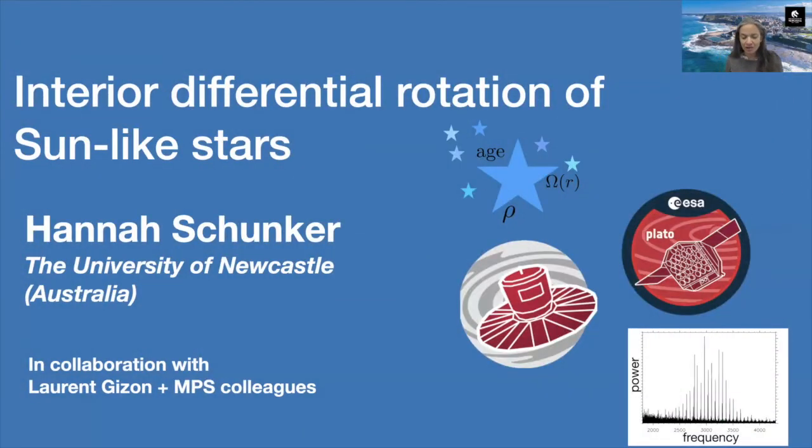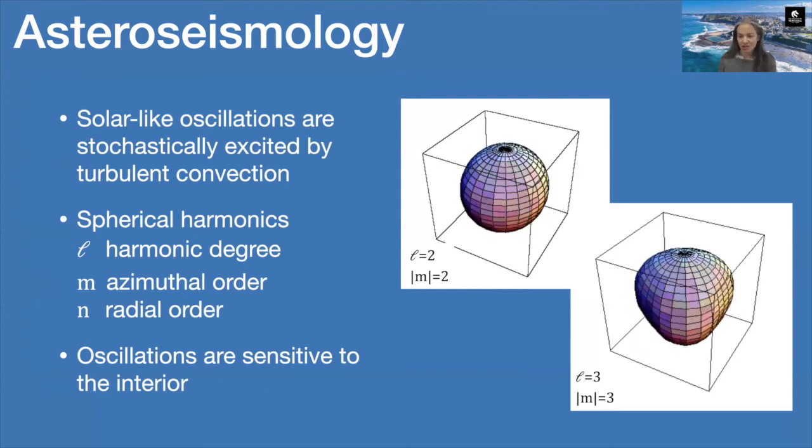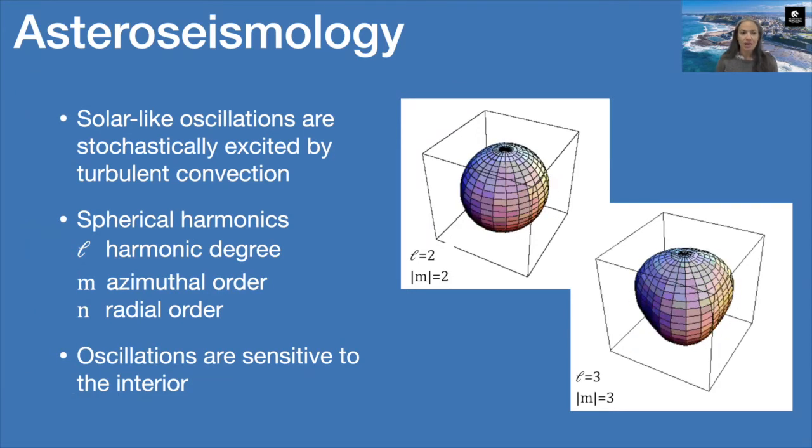So in an effort to better understand the interior differential rotation of sun-like stars and to better constrain the dynamo, it's useful to look at a large number of stars. We can do this using astroseismology, which is a tool we have to probe the interior dynamics and structure of the stars. These modes of oscillations, of which I'm showing two examples here in the movies, are stochastically excited by turbulent convection.